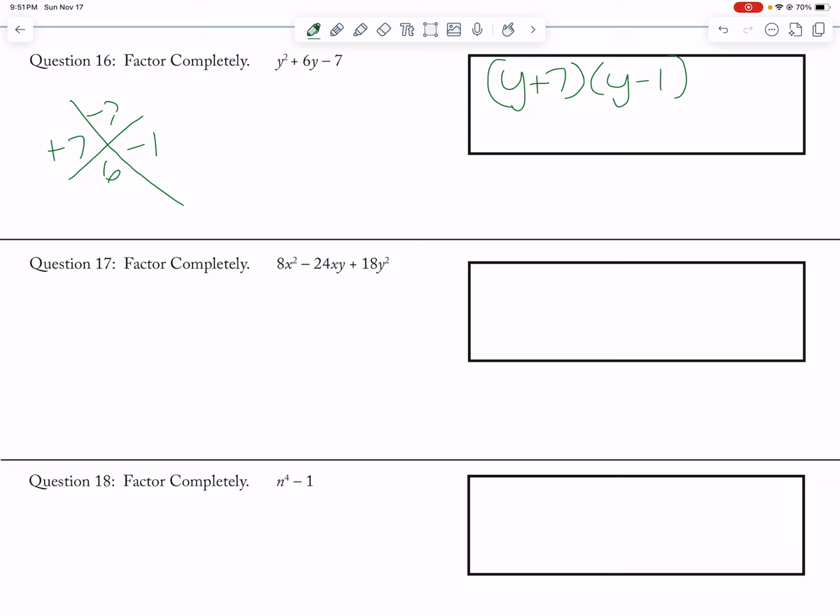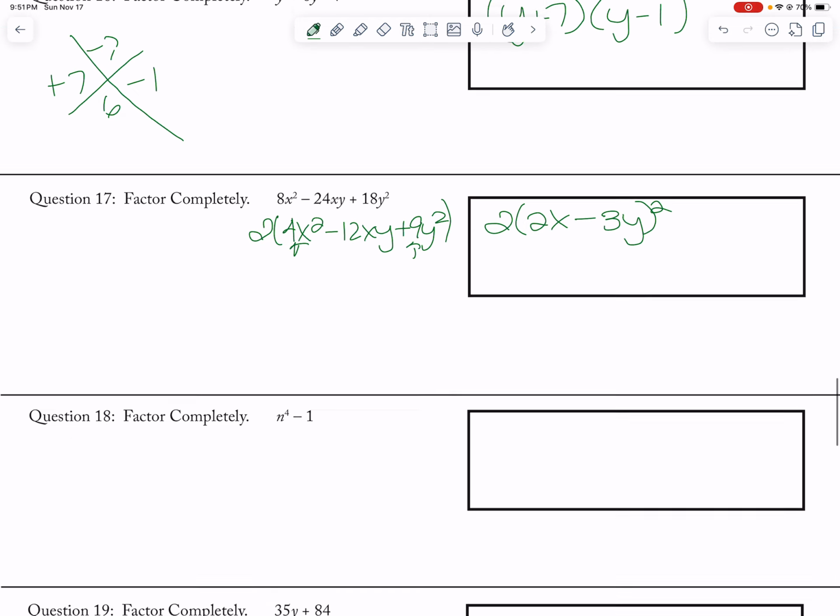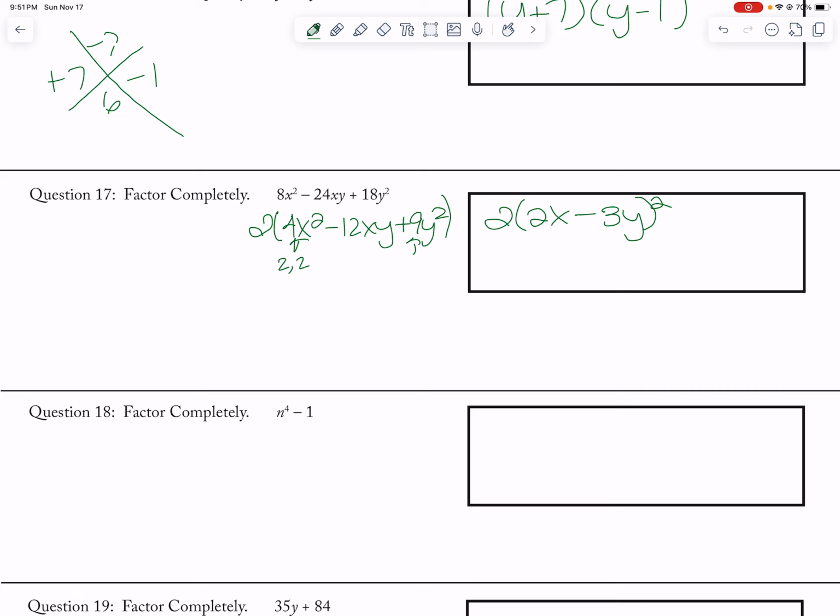These are all divisible by 2. So this is 4x squared minus 12xy plus 9y squared. And again, if I could recognize that this might be a perfect square, then I can do it. So this is 2x minus 3y, the quantity squared. And I recognize it because I have a 2 and a 2 and a 3 and a 3. And then that would give me 6 and 6, which gives me 12.